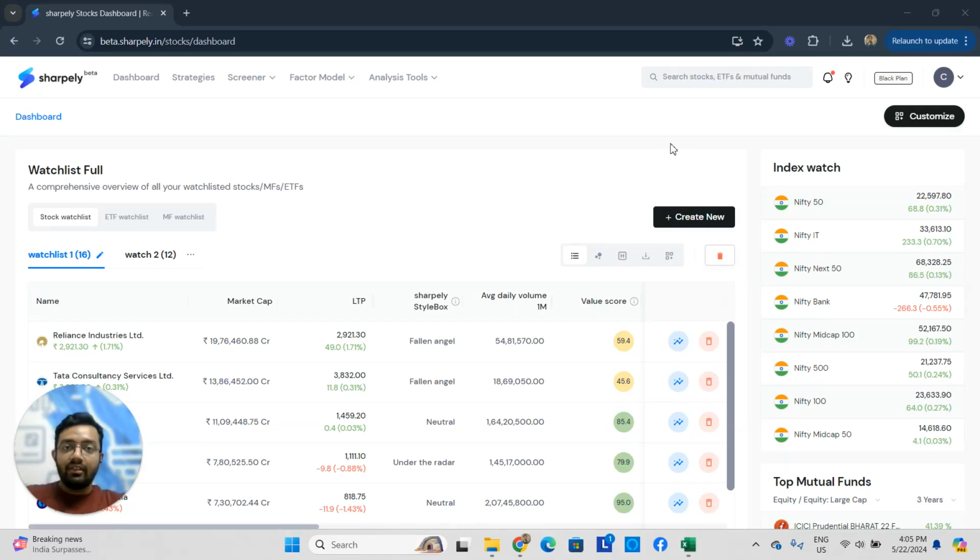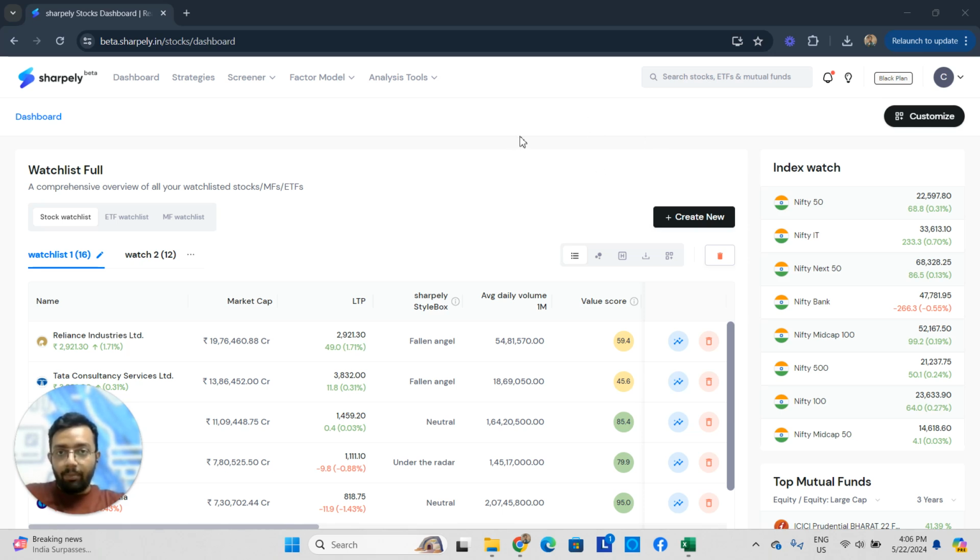Hello investors. In this video, we will see how we can use the index analysis tool on Sharply. Now, you can look at the price to earning or price to book value ratio of a particular stock very easily. You can find them on any platform. But how can you look at the same ratios on a sectoral or even an index level? So you can do that easily on Sharply.